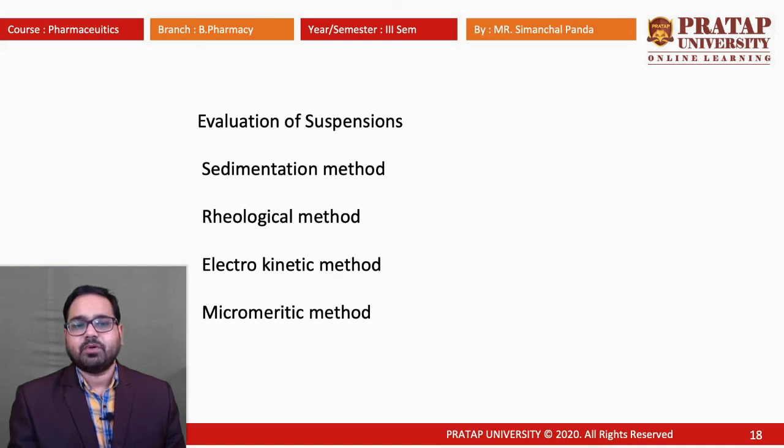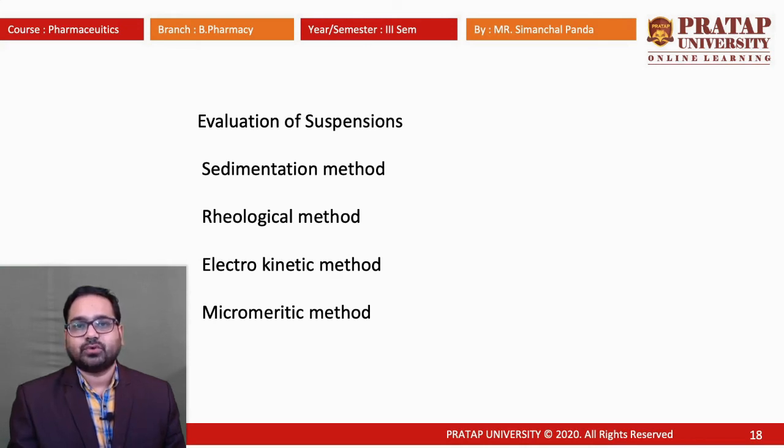There are different types of micromeritic methods by which we can determine the quality of a suspension. We can use the Coulter counter method, in which there are pores, and the particles are moved through the pores, and the number of particles having the same size can be determined easily by taking a photograph.